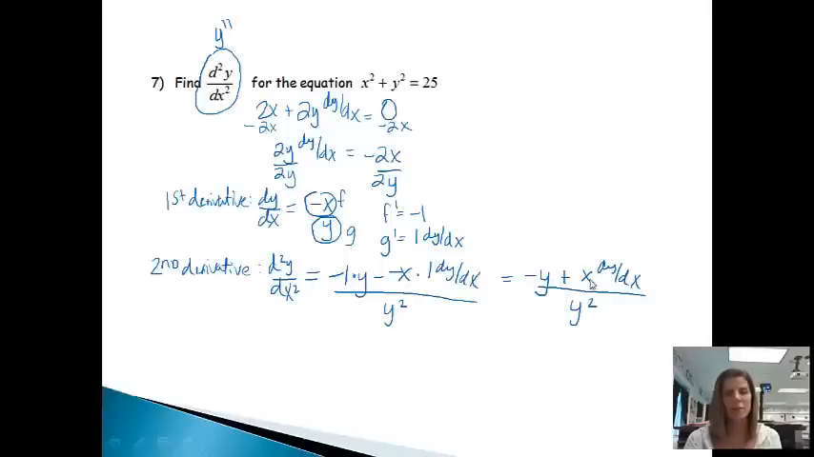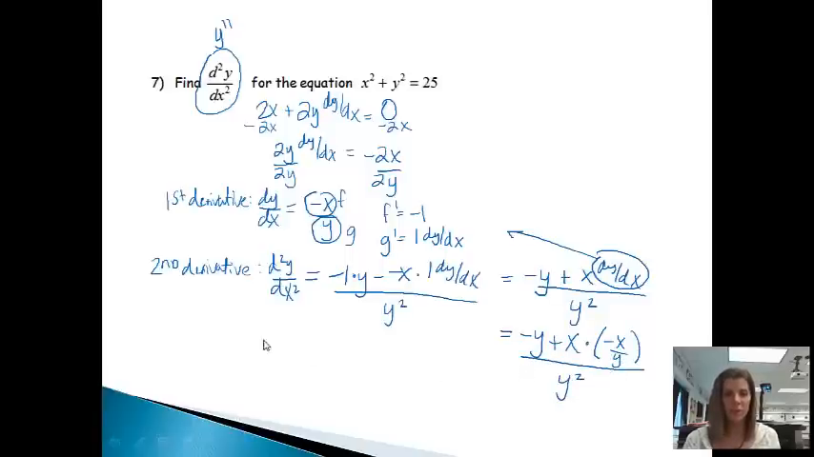So there's something that we need to do with that. Right, so this is what we're going to do. You'll notice up here for the first derivative, we actually know what dy dx is equal to. It's equal to negative x over y. So what I'm going to do with this dy dx is we're actually going to replace it with what I found it was equal to. So this will equal negative y plus x times dy dx we found out was negative x over y. And it's still all over y squared.